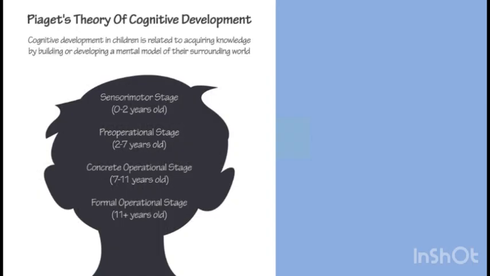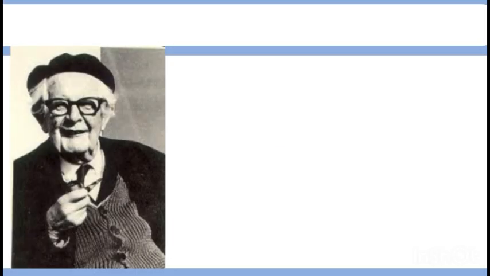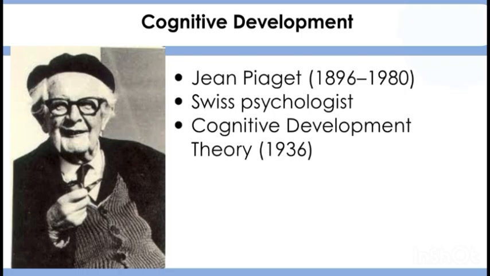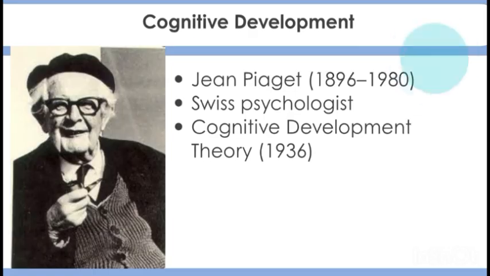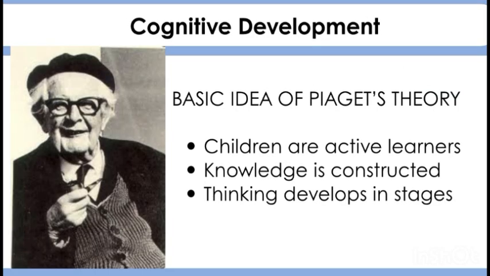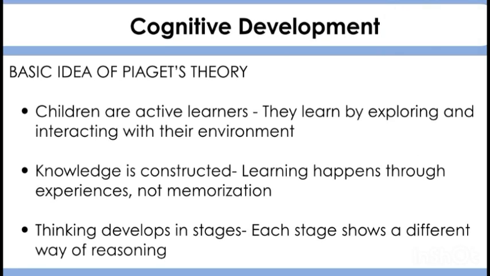Now let's proceed to Piaget's theory of cognitive development. So there are different stages. Jean Piaget is a Swiss psychologist and proposed the cognitive development theory. So the basic idea of Piaget's theory is children are active learners. Knowledge is constructive thinking developed in stages.